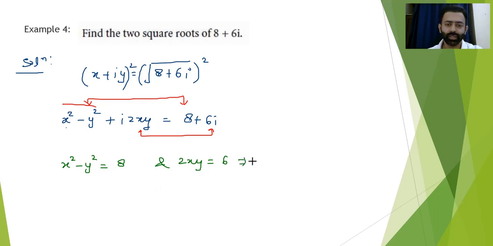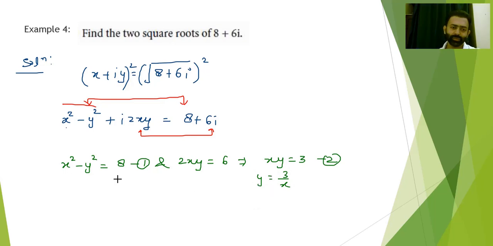So from this I get the value of xy as 3. Now I have two variables and two equations. One equation is this, second equation is this. I can solve this by, let us say, substitution. So from 2, I can get y as 3 by x. Putting y equal to 3 by x in equation number 1, I get x square minus 9 by x square is equal to 8.